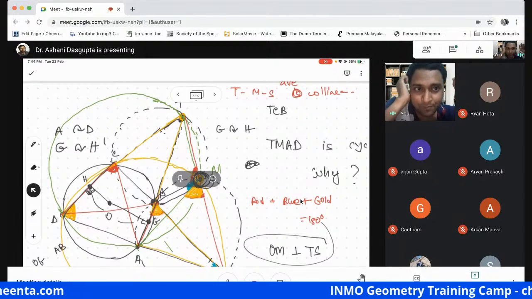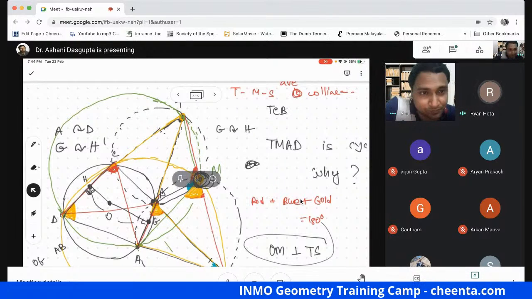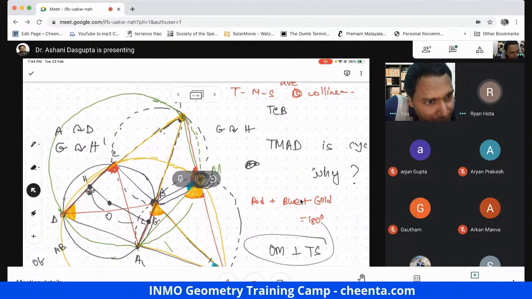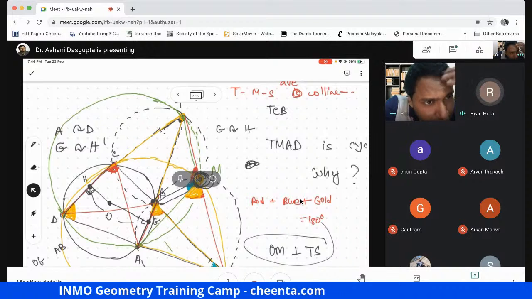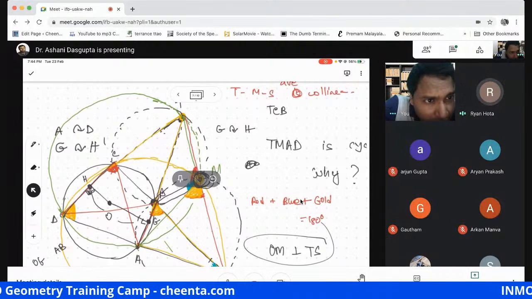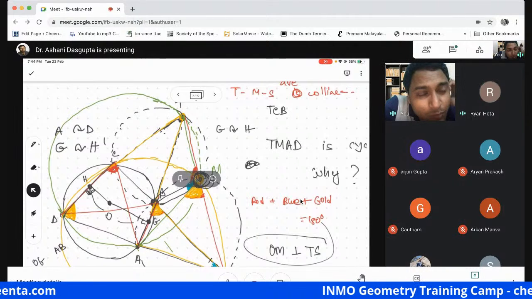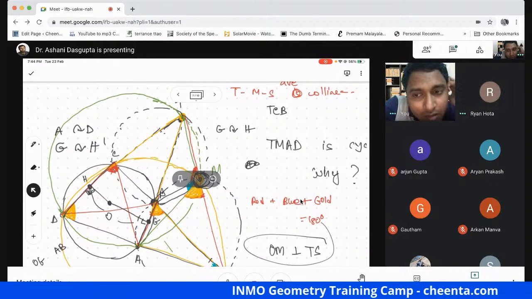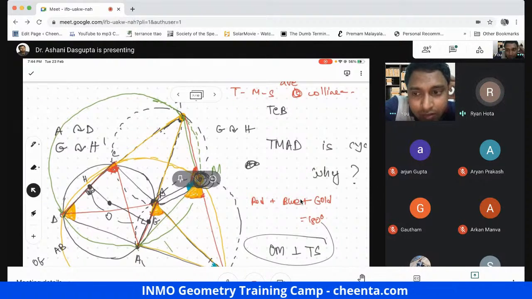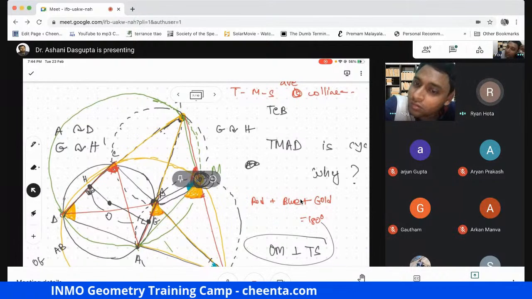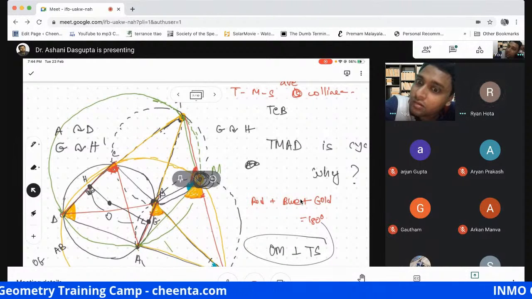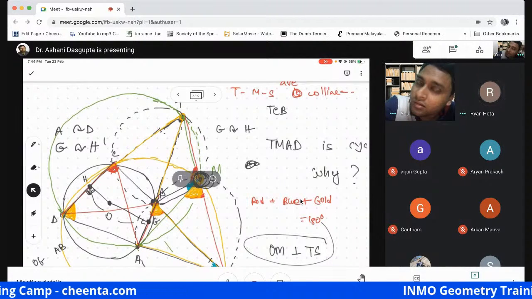So try to convince yourself which construction to use at what point, and I think you will see through it. Sir, one last question. Yeah, sure. Is there any proof that there are only two or fewer centers of spiral similarity?